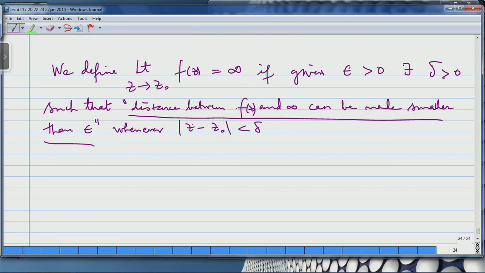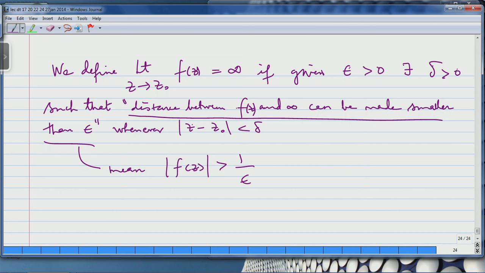And what's a very small neighborhood of the point at infinity? It's given by, of course, the exterior of a circle of sufficiently large radius. And how large? Well, you can make it inversely proportional to epsilon, because epsilon is supposed to be sufficiently small. If you want, you can make 1 by epsilon the large radius. So we will make it mean that mod f z can be made greater than 1 by epsilon.